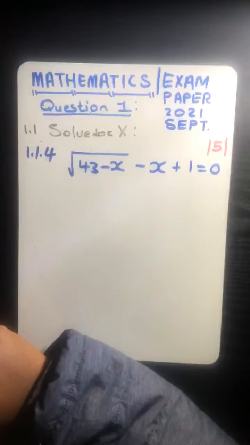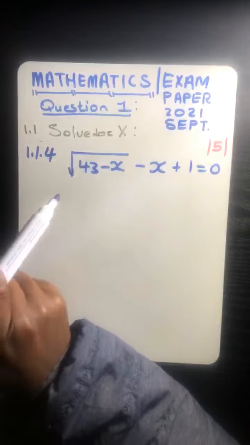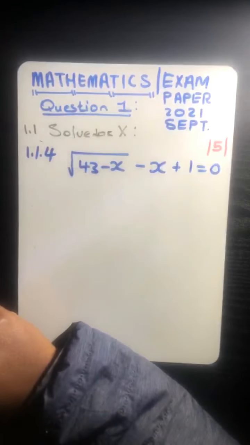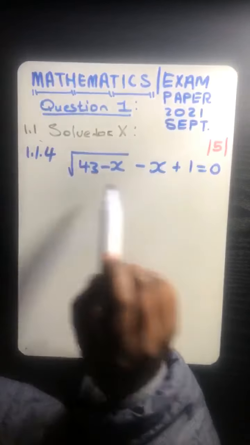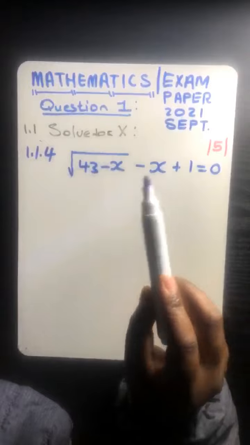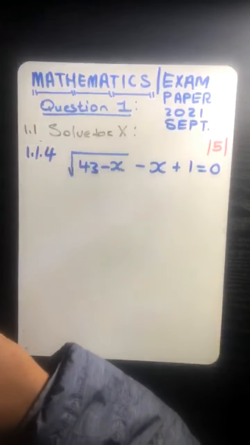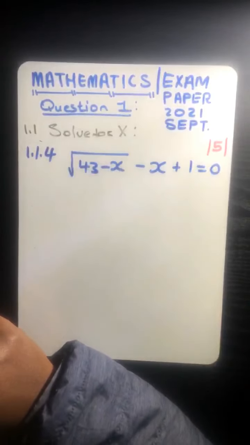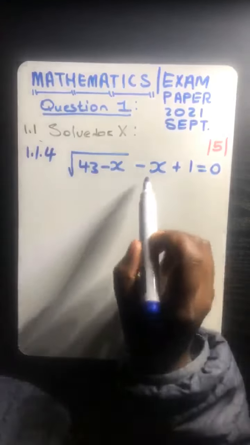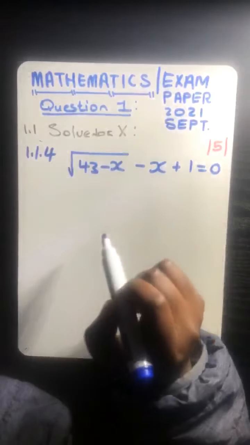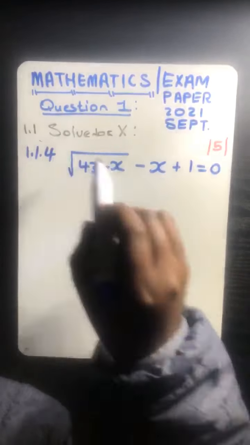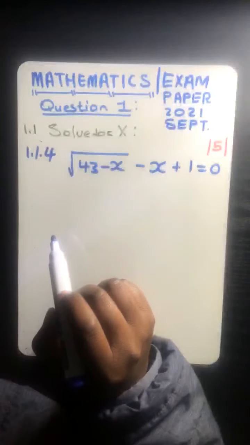So the moment you see a square root, you know you're dealing with surds. So what does a surd want you to do? It wants you to move everything to the other side and remain with a square root on one side. That is the first step. It means you must move all these terms to the other side and remain with one term, a square root, on one side of the equal sign.